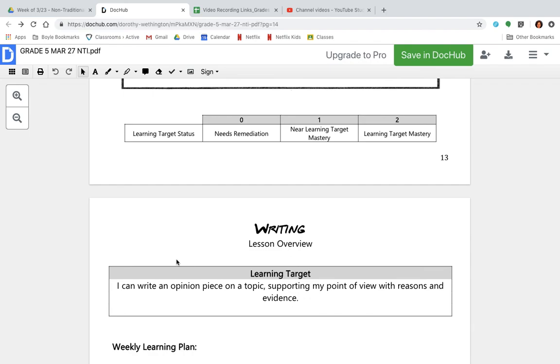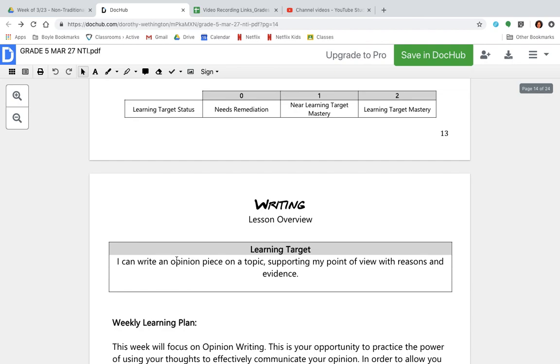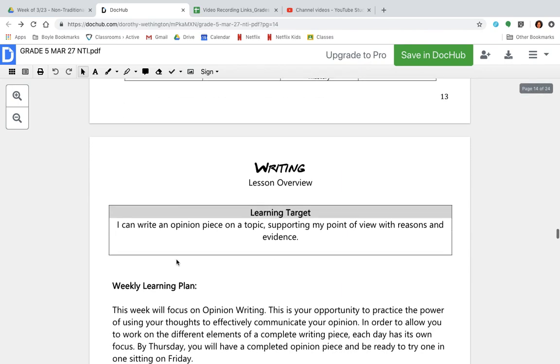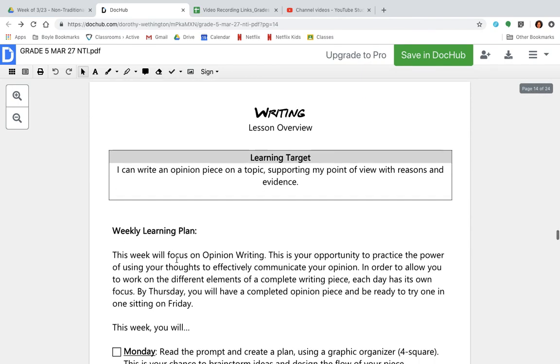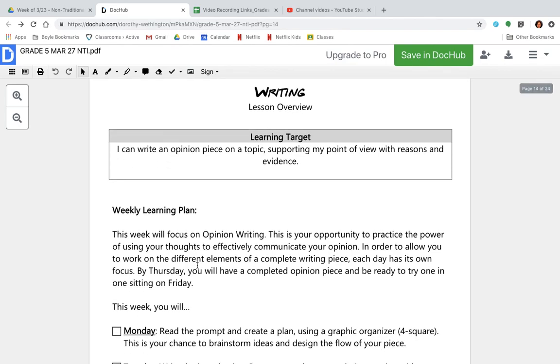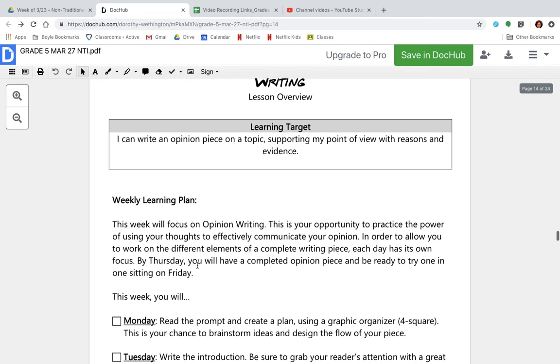Writing. Lesson overview. Learning target. I can write an opinion piece on a topic supporting my point of view with reasons and evidence. Weekly learning plan. This week we'll focus on opinion writing. This is your opportunity to practice the power of using your thoughts to effectively communicate your opinion.